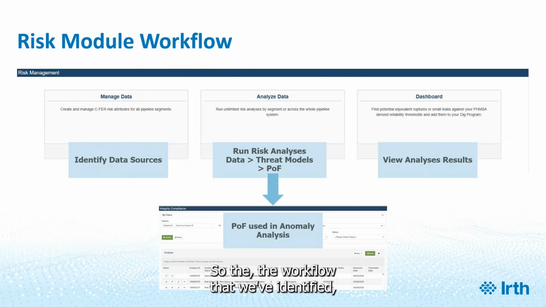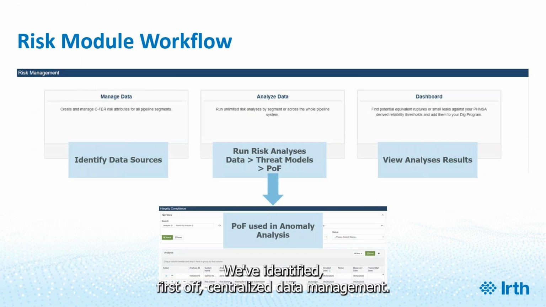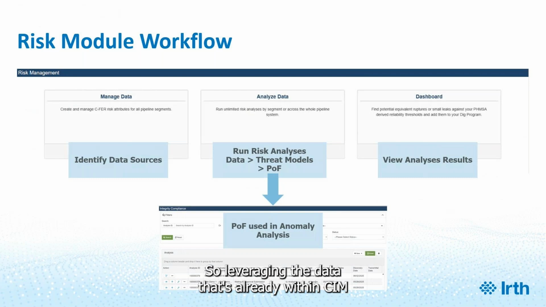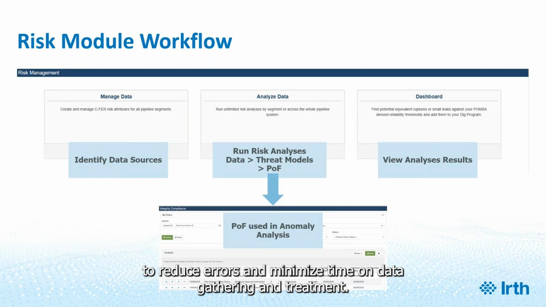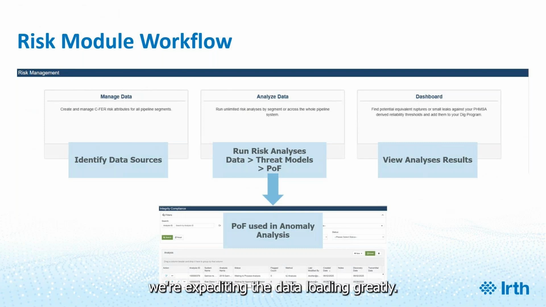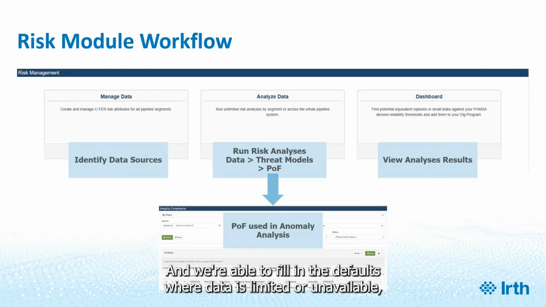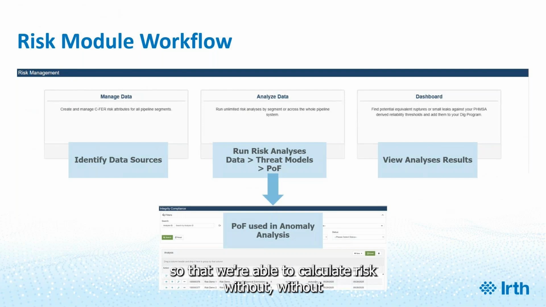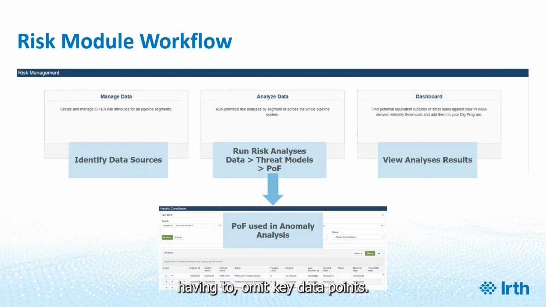All right, so the workflow that we've identified is as follows. First off, centralized data management, so leveraging the data that's already within SIM and has gone through the ingestion and alignment algorithm to reduce errors and minimize time on data gathering and treatment. By utilizing the data that's already within SIM, we're expediting the data loading greatly. And we're able to fill in the defaults where data is limited or unavailable so that we're able to calculate risk without having to omit key data points.